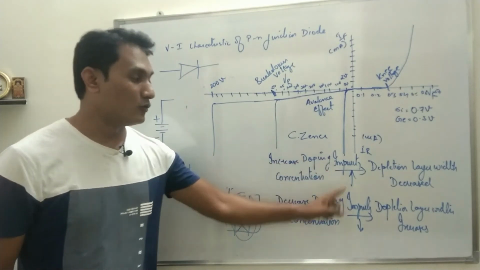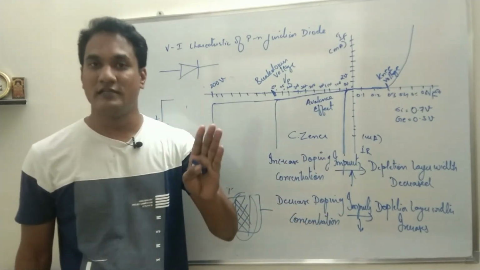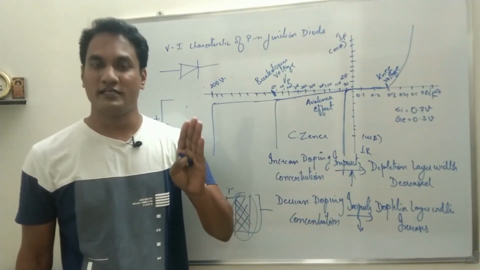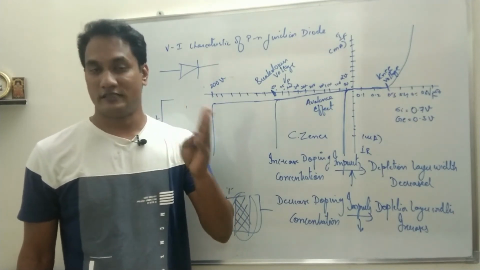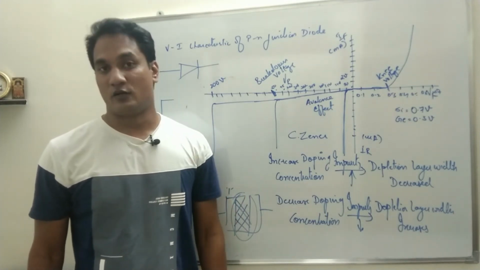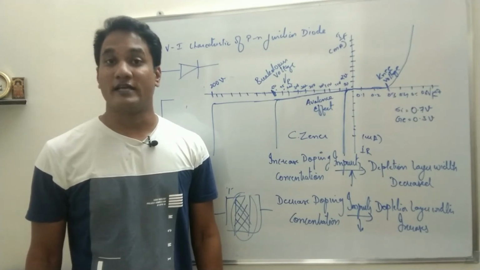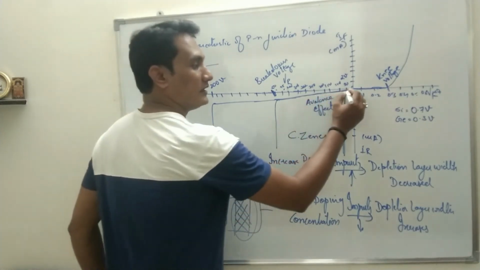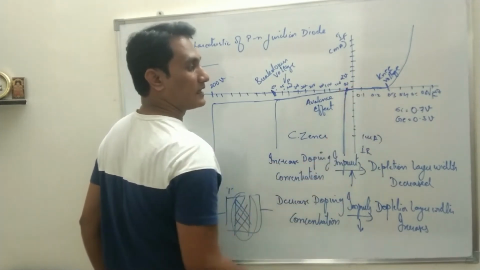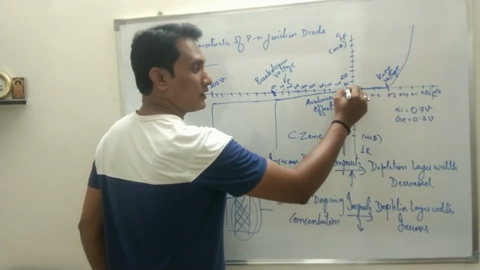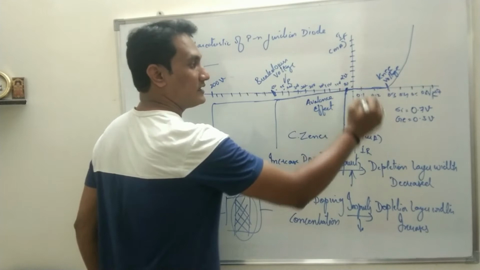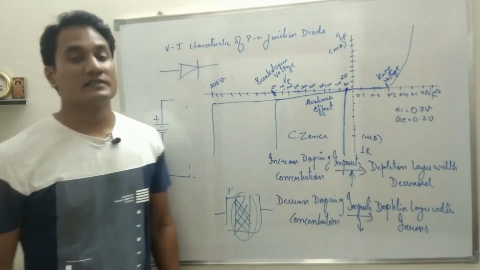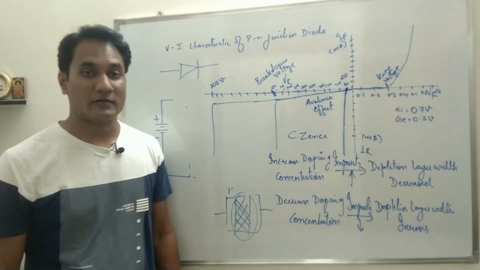upon the doping concentration. Mostly we use a Zener diode as a voltage regulator, that means to keep the output voltage constant. So what happens is, whenever there is a breakdown voltage in a Zener diode, at that point only the current increases, and the voltage across the diode remains constant. Okay, so for that purpose we use it.